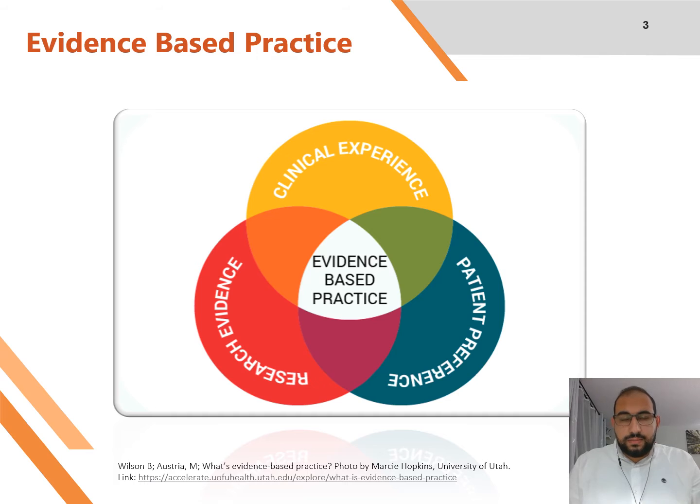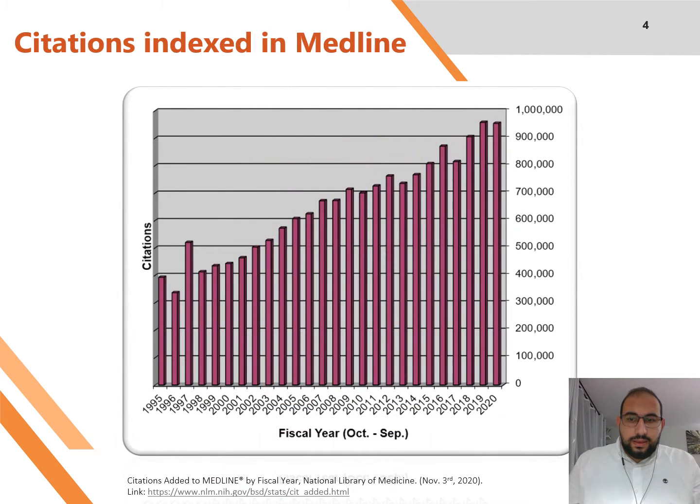Practicing evidence-based medicine has three main cornerstones, one of which is accessing strong evidence. And the exponential increase in the body of biomedical literature has been a barrier for accessing clinically relevant studies and high-quality articles. For example, in 2020, almost 1 million articles were indexed in Medline alone.